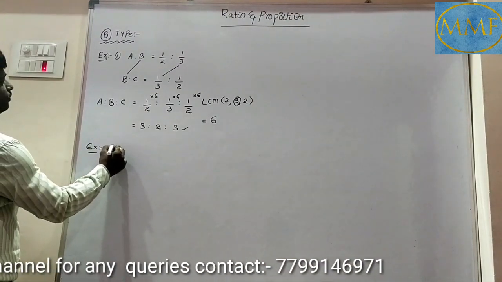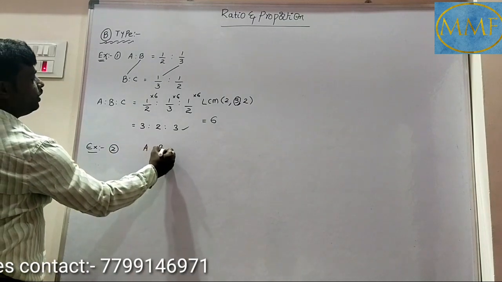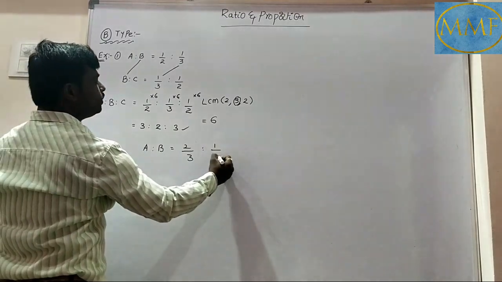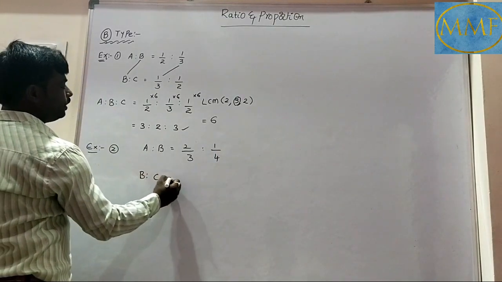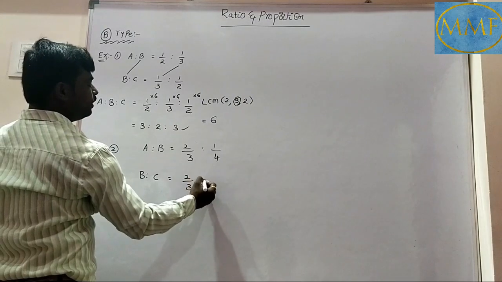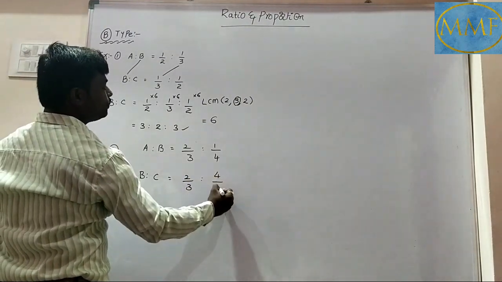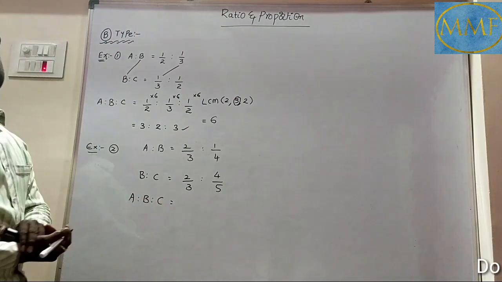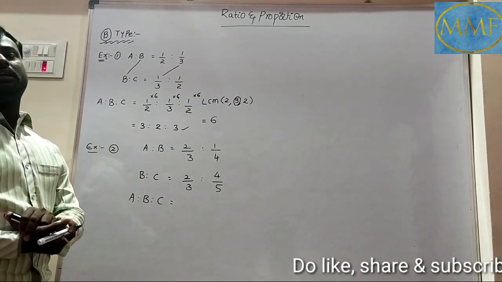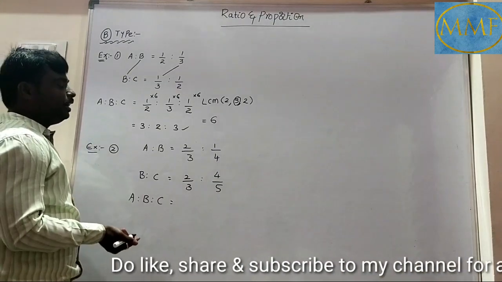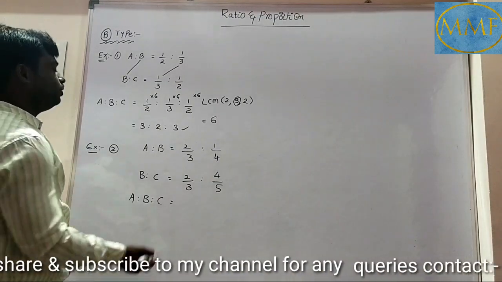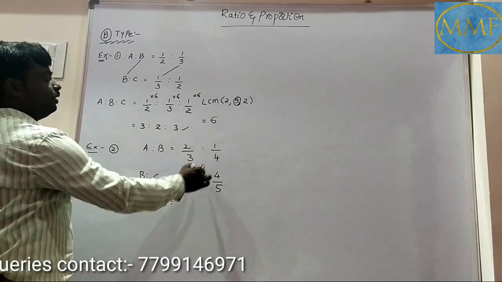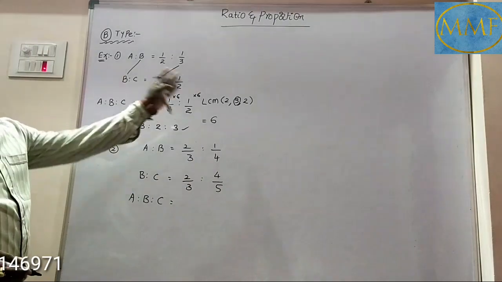See example number 2. A is to B is 2:3. B is to C, let's say 1:4. And again B is to C, say 2:3. Again C is to D, let's say 4:5. I need A is to B is to C. Then how will we calculate like this one? What are the denominators we are having? We should take the LCM of those numbers only. Now let's see. One way is inverted method or the other way is the previous method.